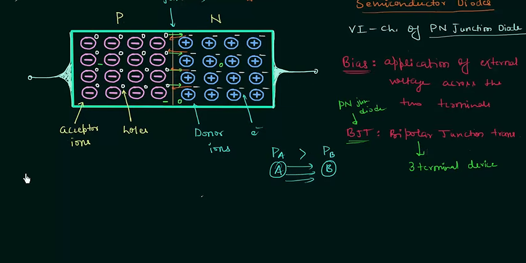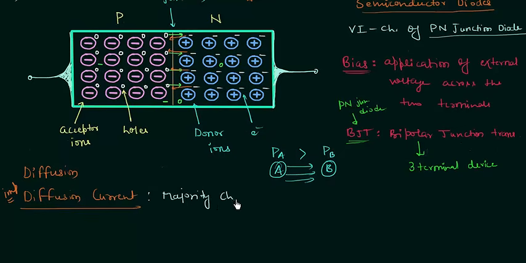This process is called diffusion, and the current is called diffusion current. This diffusion current is very important, and we have to use it a lot while solving numerical problems. Diffusion current is because of majority charge carriers. So we have one new thing with us, diffusion current.